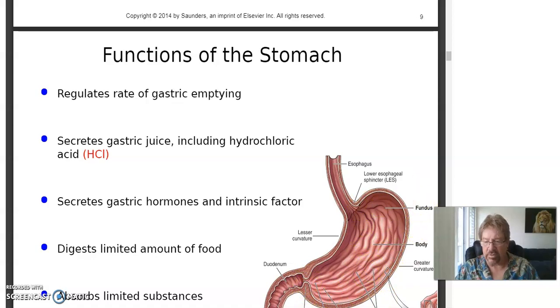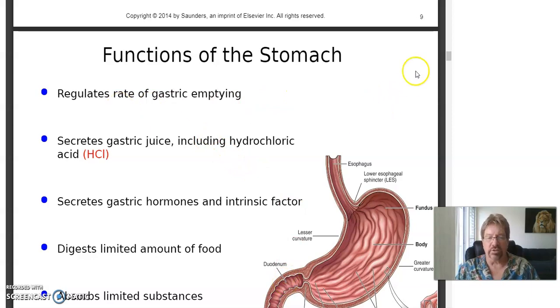There are three parts, the fundus, body, and the pylorus. And then it goes through another sphincter into the small intestine called the pyloric sphincter. Now, that's located in the pyloric section of the stomach. So we also have a greater curvature of the stomach and a lesser curvature. The duodenum, and that's how that's pronounced, is the first section of the small intestine.